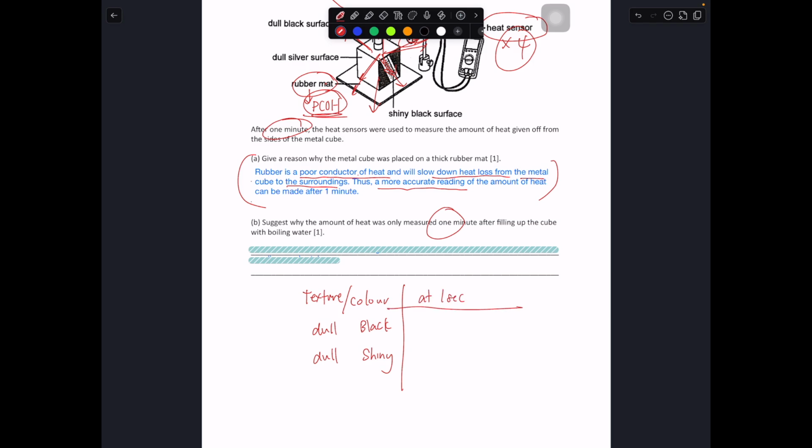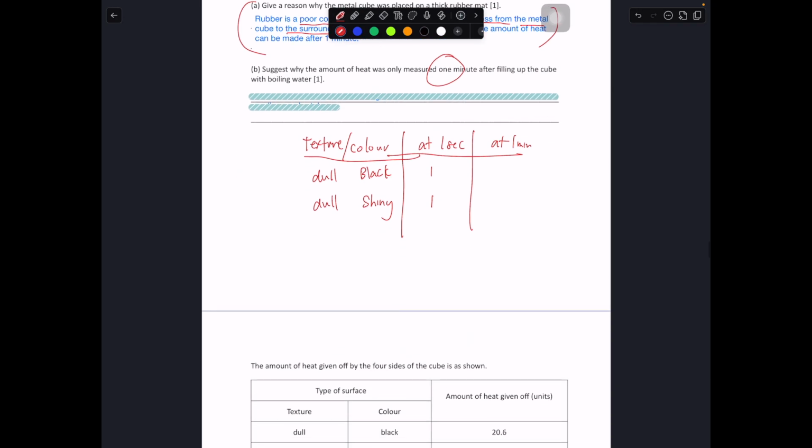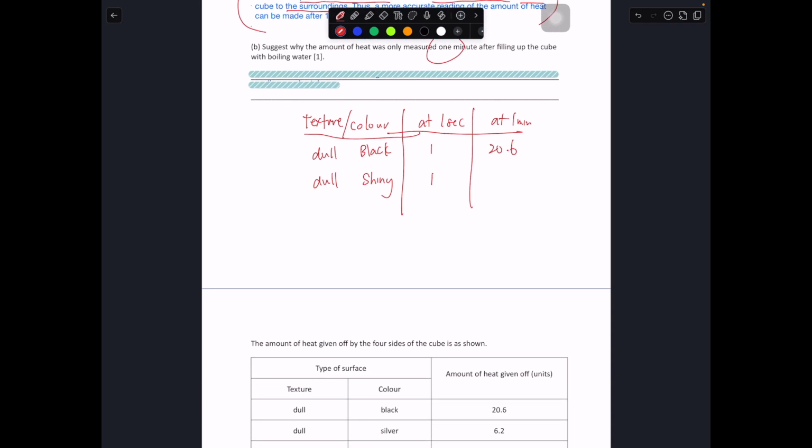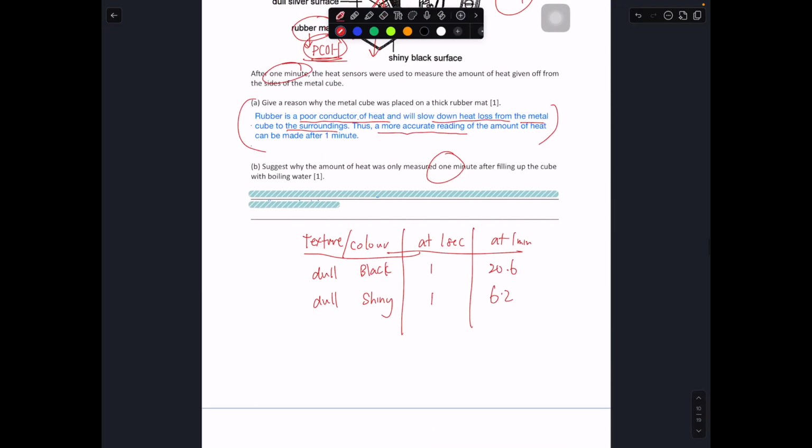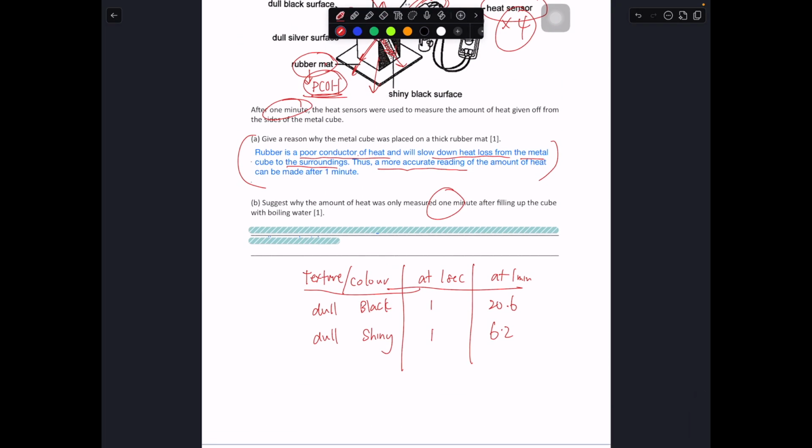The amount of heat that you record from the sensor may not have much difference, so maybe like 1 or 1. But if you take it after 1 minute, you will see a drastic difference. So what was the result given? 20.6 and 6.2. So when you keep it for a much longer time, it allows time for the surfaces to gain heat, and the result can show you a greater difference, so that you can compare them more accurately.